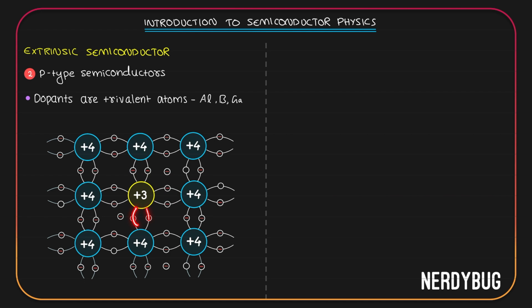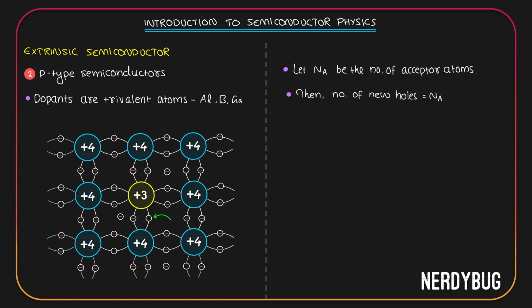For the 4th bond, the semiconductor atom will be able to give 1 electron, but the impurity will not be able to do its part. Because of that, we have an extra hole over here. So, when a trivalent impurity is added into a semiconductor, we get an extra hole. If Na is the number of acceptor atoms we have added to the semiconductor, then the number of new holes added will also be equal to Na because every atom is giving one hole.